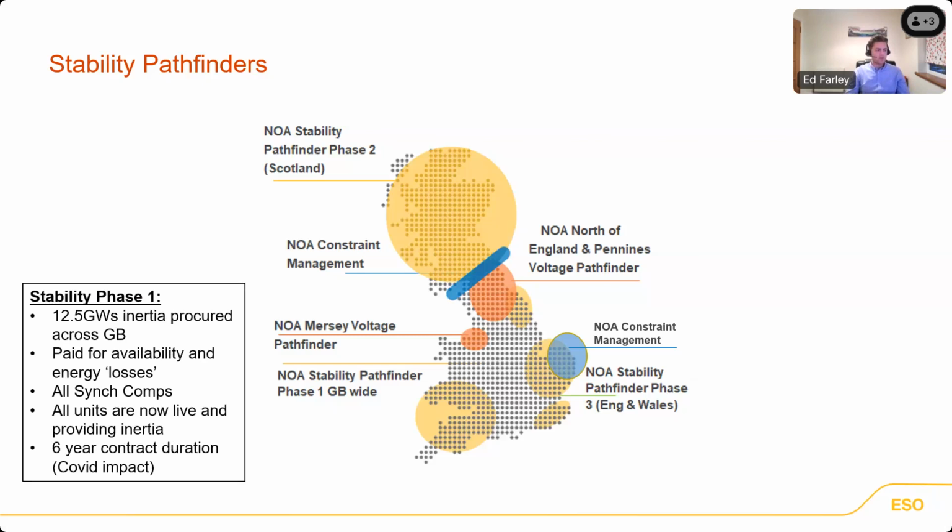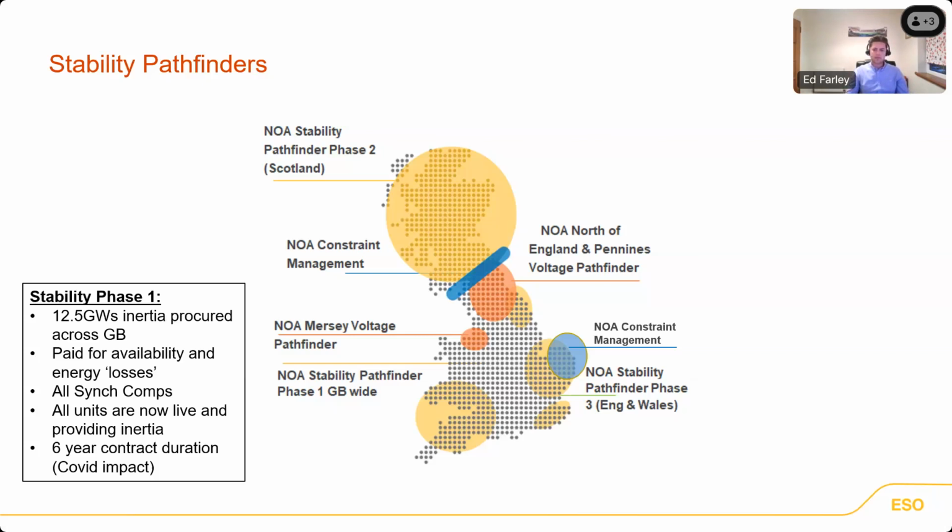The first Pathfinder that we launched for stability was back in 2020, and this was our first phase of procuring inertia from the market on long-term contracts. This was a GB-wide tender, so we procured inertia for England, Wales and Scotland, and 12.5 GVA seconds were successful in the tender process. The way that we commercialise these contracts is we provide a guaranteed availability payment for contracted assets across 6 years, which were the initial duration of Pathfinder contracts.